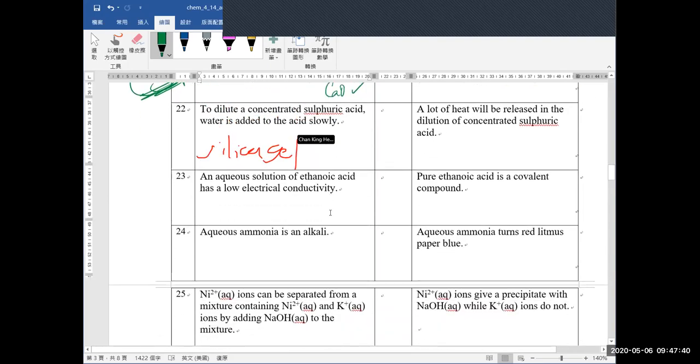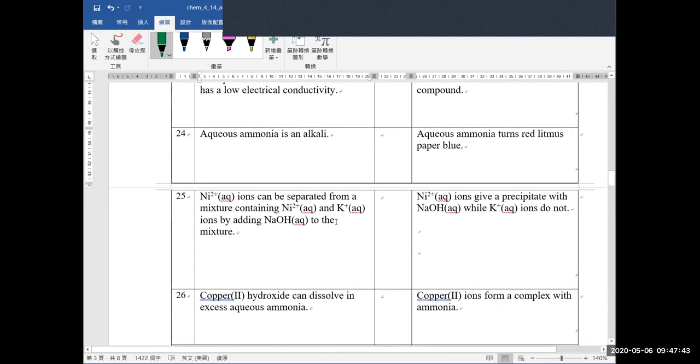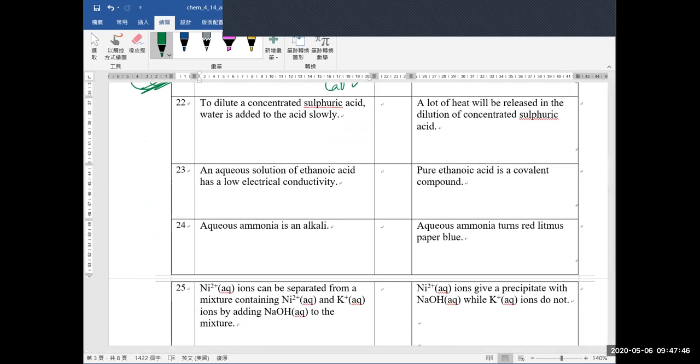Now, shall I invite some other people who have got 31? 10 more questions to go. Can I invite the students to try it one by one again? For those who get it wrong, I will give you one more chance to answer correctly. Who will be the first one? Any volunteers? Question 22. Rosie, why you? I'll give you one more chance. 22.